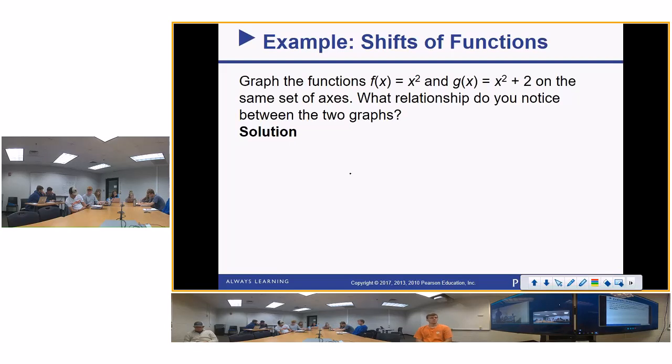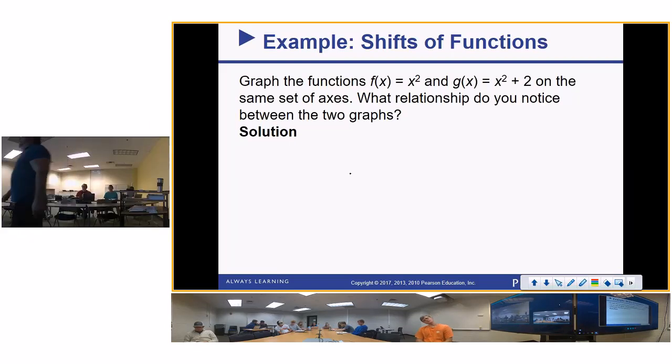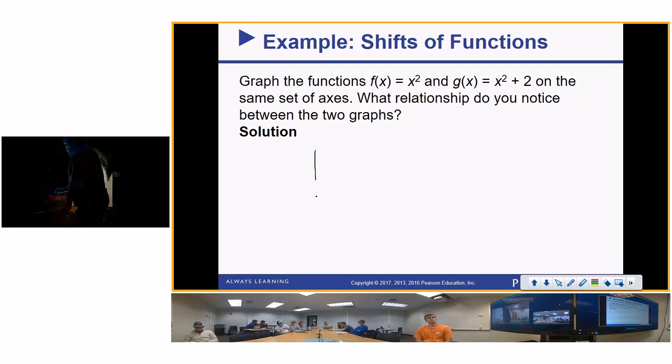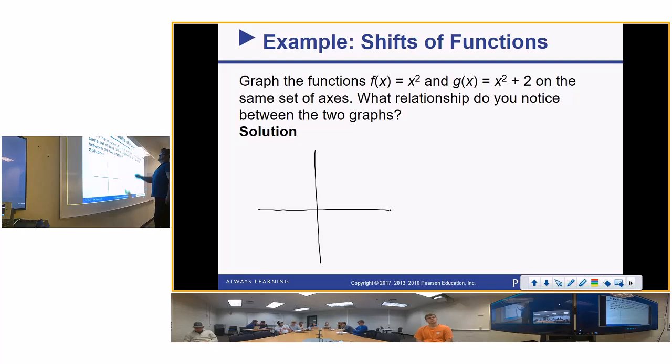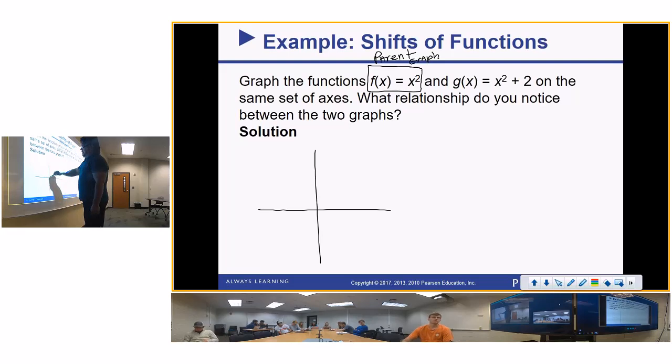Do we have a vertical or a horizontal shift? Vertical. Yes, we have a vertical shift. Need two colors here. Your f of x, this is your parent graph. Remember me giving you those 8 graphs? This is your parent graph. So you draw the parent graph. It looks something like this.